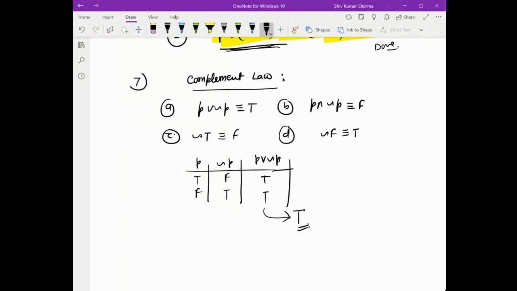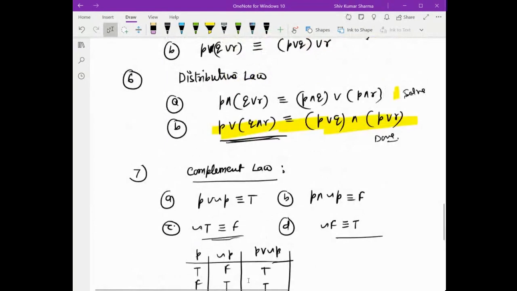Okay. So similarly, you can prove the remaining parts, and you do not need to prove these parts, because we know the negation of true is false and negation of false is true. And the last law, number 8, is De Morgan's law. So we also write De Morgan's law in set theory. Here also we use De Morgan's law.